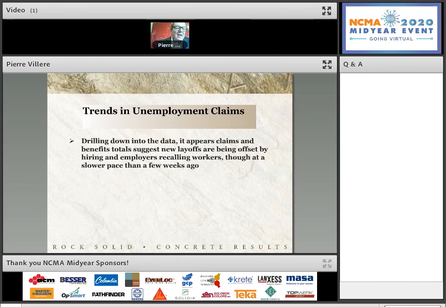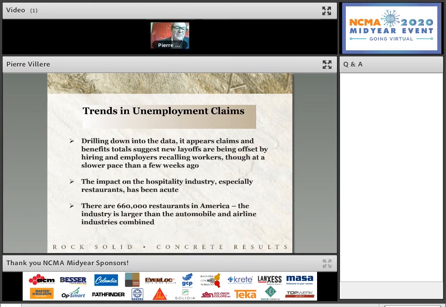Drilling down into the data, it does appear that claims and benefits totals suggest new layoffs are being offset by hiring and employers recalling workers, though at a slower pace than a few weeks ago. The impact on the hospitality industry, especially restaurants, has been acute.